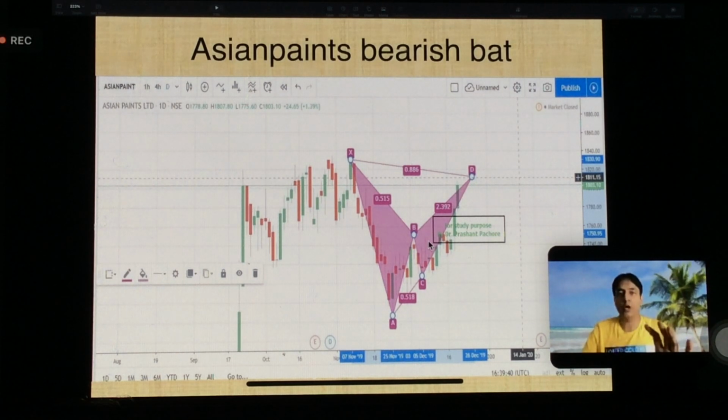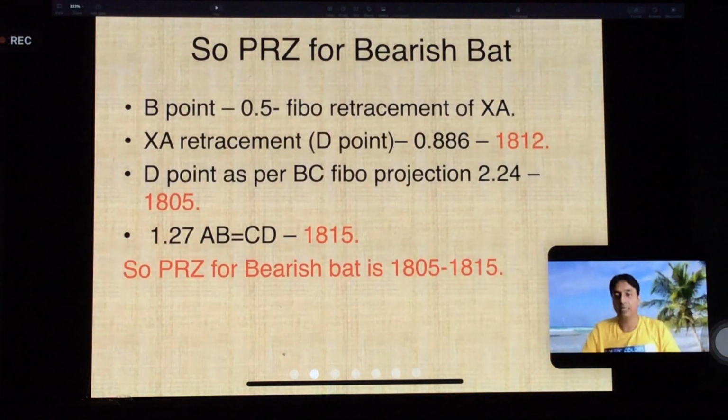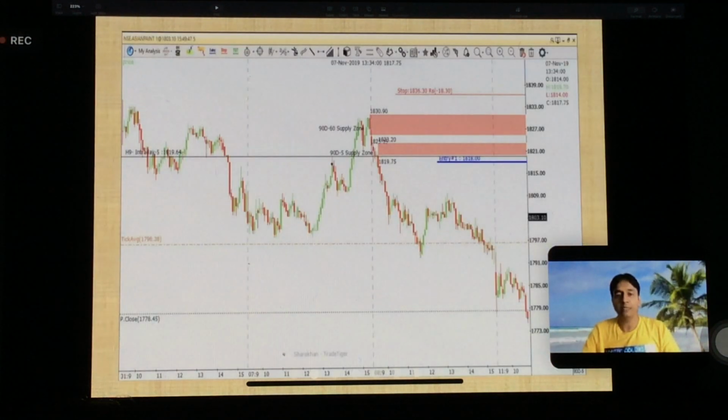So price came here, XABC. You need not plot X to A, B, B to C projection, all those separately. You will be using that XABCD tool only, right? And we will be getting, you can see here, 0.886, it's written. So it comes up to 1812, from 1778 when we marked it. Price reached our D point.